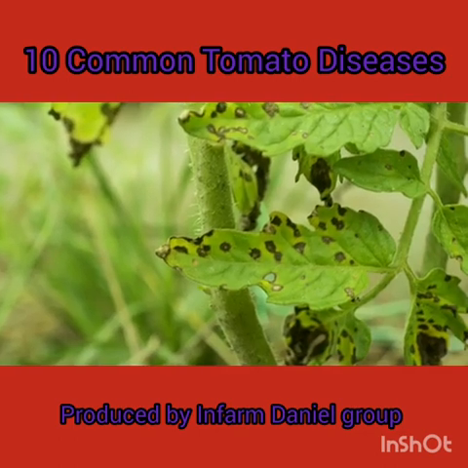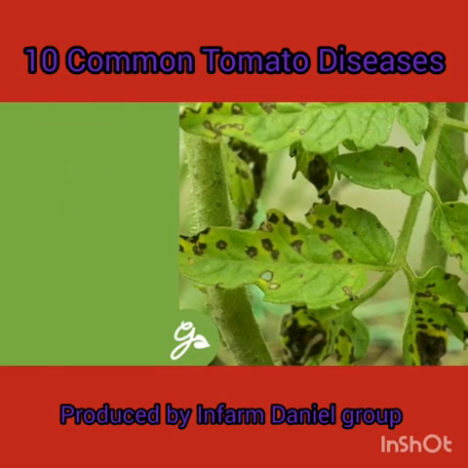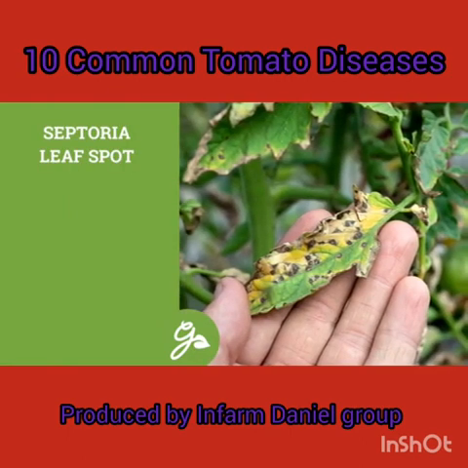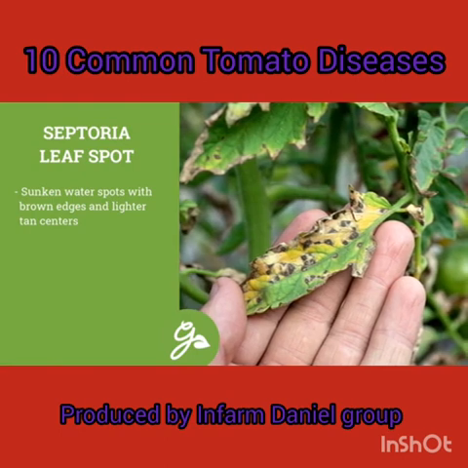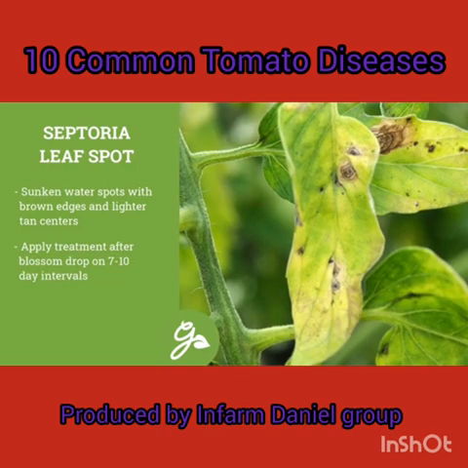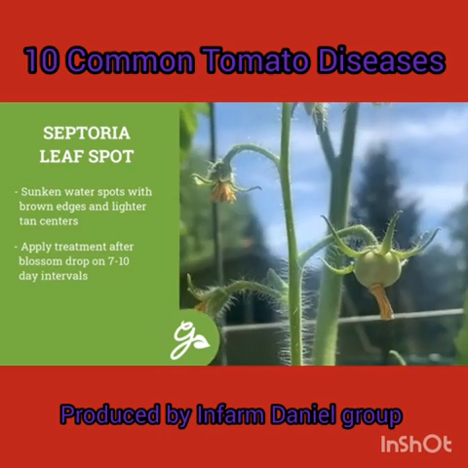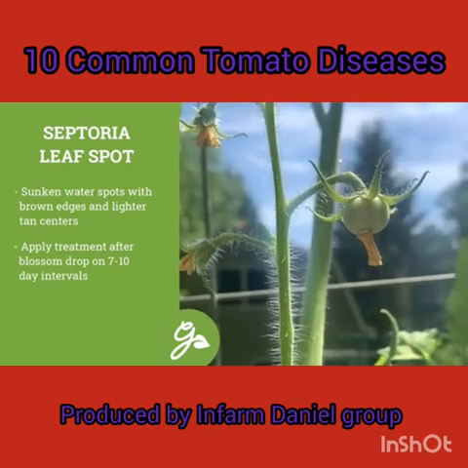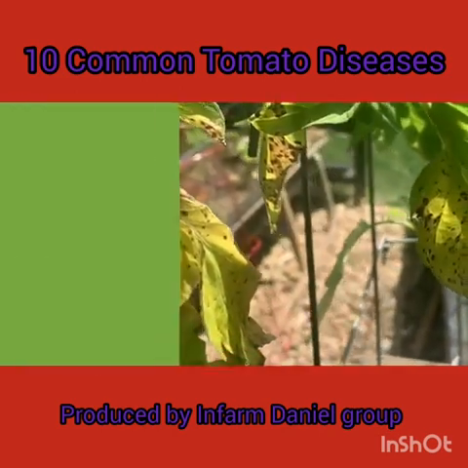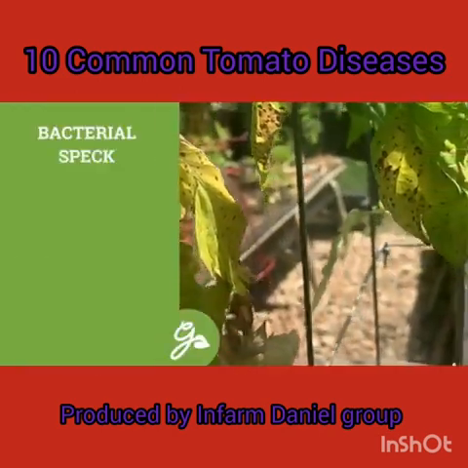Septoria leaf spot is a disease first evident on the oldest leaves of the plant. It is easily identified from other leaf disorders with its quarter-inch sunken water spots with brown edges and a lighter tan center. Treatment can be applied on a 7 to 10 day schedule beginning after blossom drop when the first fruits are visible.